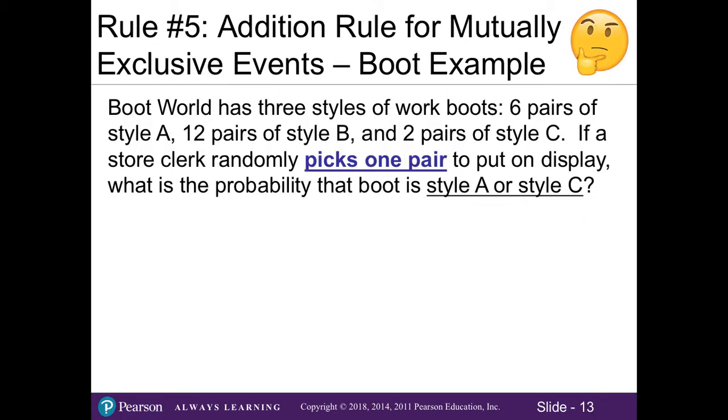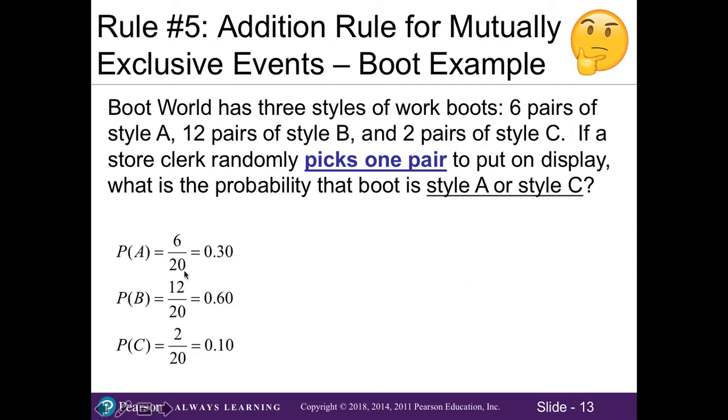Boot World has 3 styles of work boots: 6 pairs of style A, 12 pairs of style B, and 2 pairs of style C. If a store clerk randomly picks 1 pair to put on display, what's the probability that this boot will be style A or style C? So again, the "or" tells us that we're going to add up both probabilities. So here we would identify the probability of each boot occurring. We know that there are 6 out of all 20 boots, so there's a 0.3 chance that that'll get drawn.